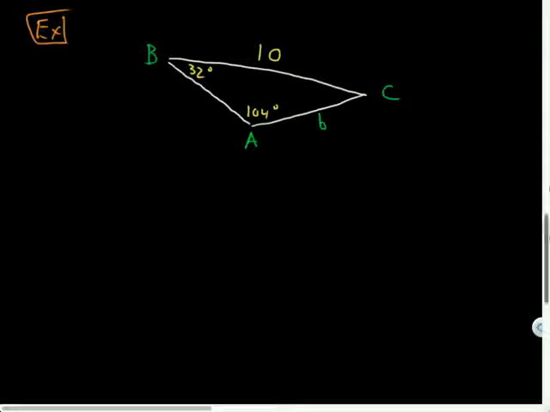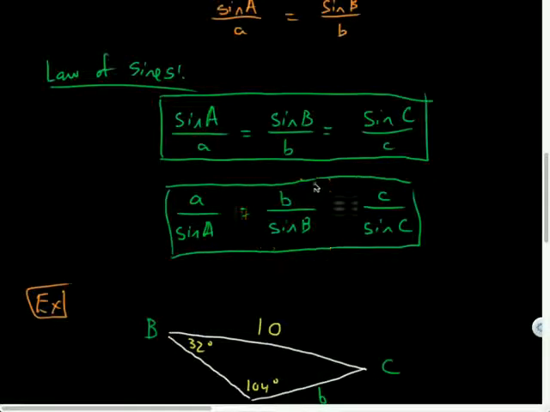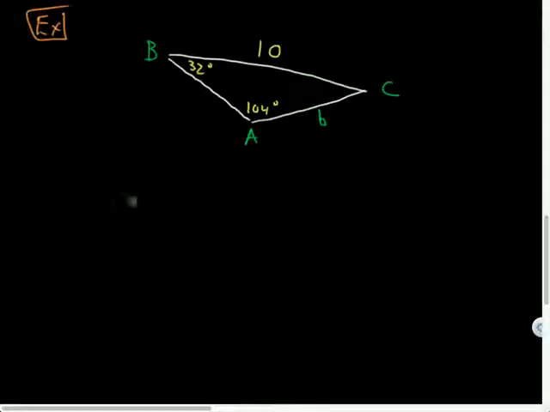So because I'm looking for a side, I'm going to choose this ratio, where I'm going to put the side that I'm looking for in the numerator, rather than this way, because then it's in the denominator. It's really just a matter of preference. You wouldn't be wrong doing it the other way. Just add a step of work for yourself. So I'm going to say b over sine of angle B, or 32 degrees, is equal to 10, that's side a, over the sine of angle A, sine of 104 degrees. So if I want to solve this for little b, it's currently being divided by sine of 32. How could I get rid of that sine of 32?